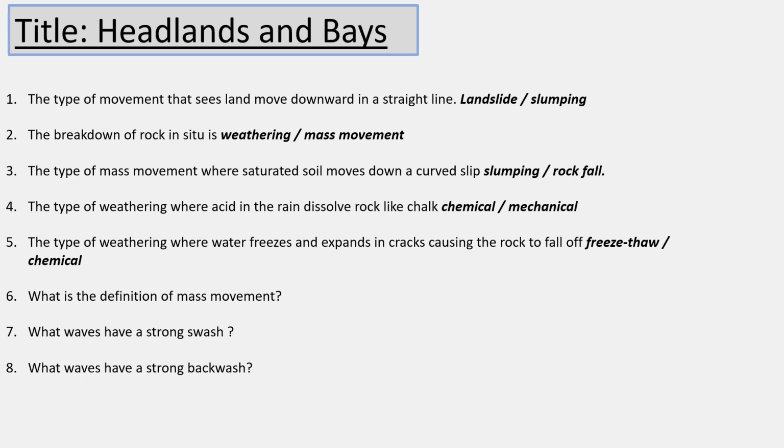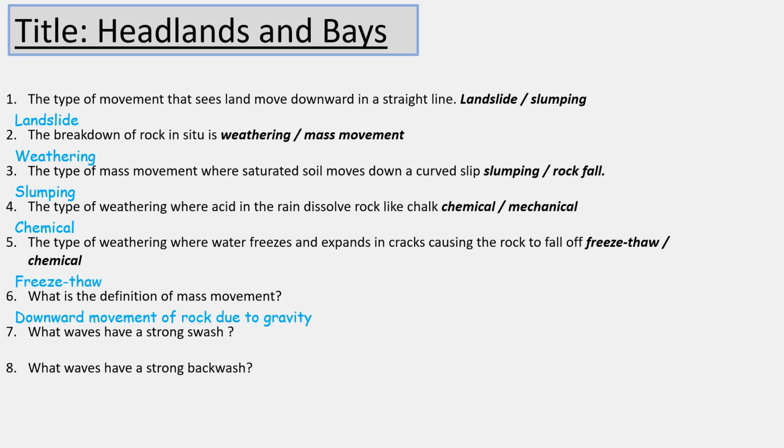Right, lovely. So let's go through the answers. Question 1 is a landslide. Question 2 is weathering. Question 3 is slumping. Question 4 is chemical. Question 5 is freeze-thaw. Mass movement is the downward movement of rock due to gravity. Question 7 is constructive. And question 8 is destructive.